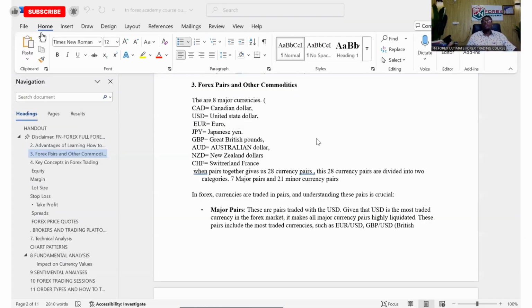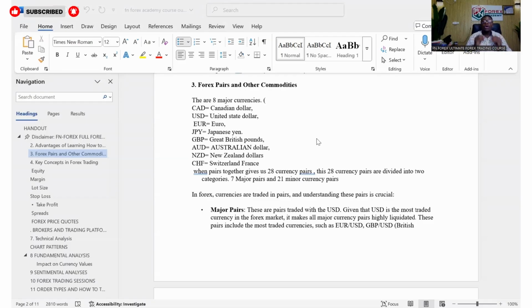First of all, we trade currency pairs, but these currency pairs are made up of currencies. So we have 8 major currencies. These 8 major currencies, when paired together, give us 28 currency pairs. Please, let's get this right. The 8 major currencies are: CAD, USD, Euro, JPY, Japanese yen, AUD, that's Australian dollars, NZD, that's New Zealand dollars, CHF, that's Switzerland, France. These are the 8 major currencies.